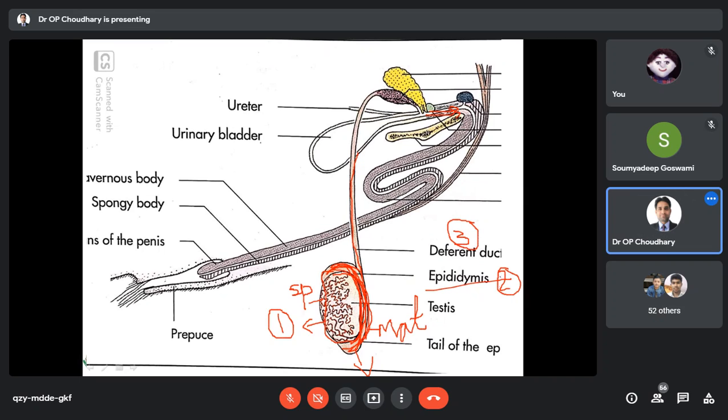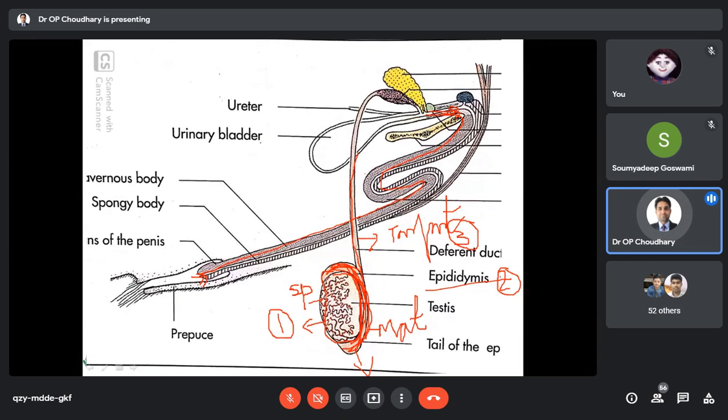The main function of this vas deferens or ductus deferens is to transport the mature spermatozoa up to the urethra, and the last terminal opening of the urethra will be here, that will deposit the matured spermatozoa in the female genital tract.